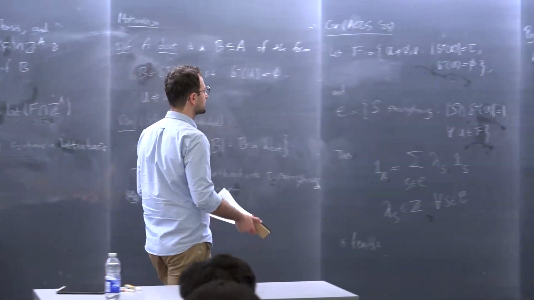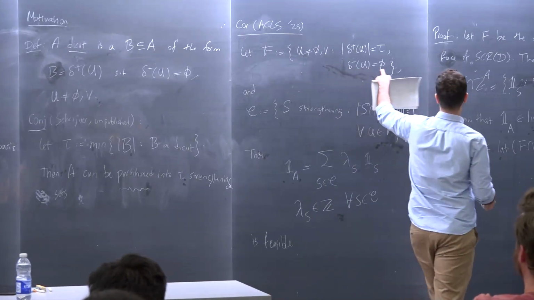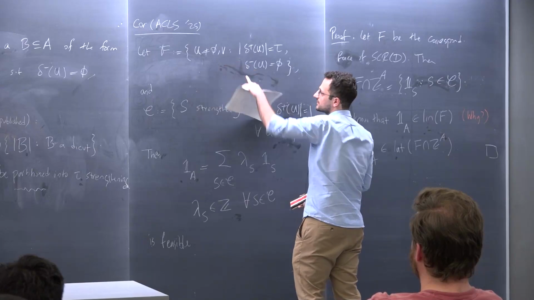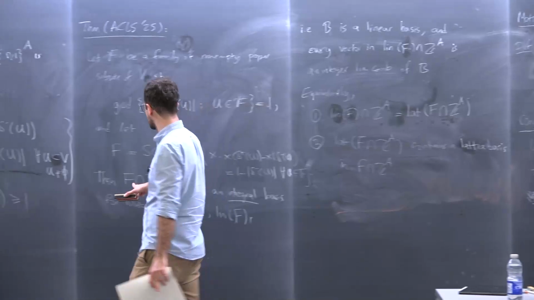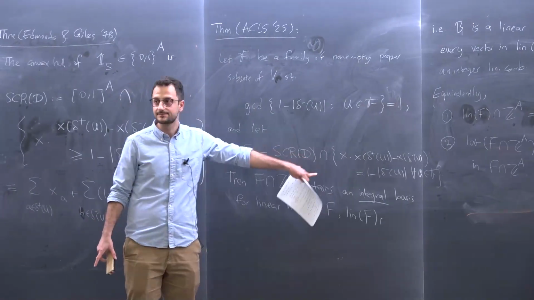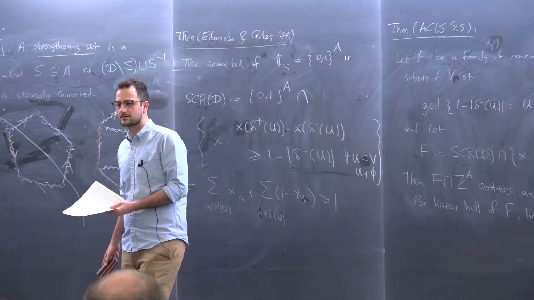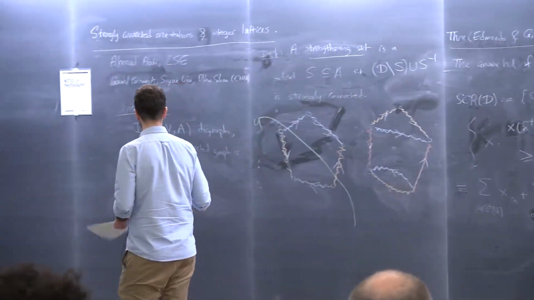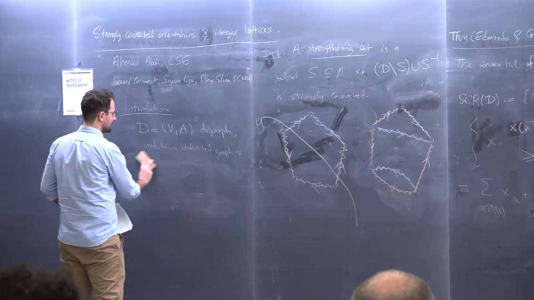F is the corresponding face of SCRD. So F is the face of the SCR polytope corresponding to this, so you're setting the corresponding constraints to equality. It's the same relationship that I have here between F and script F. I'm trying to save time by not writing everything.